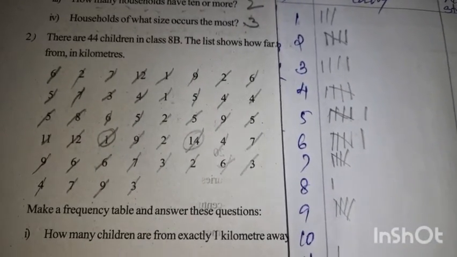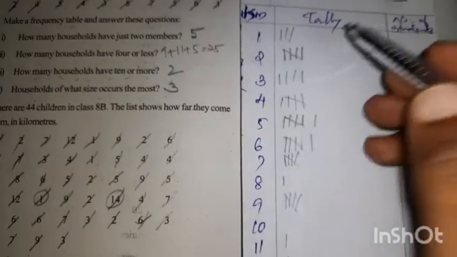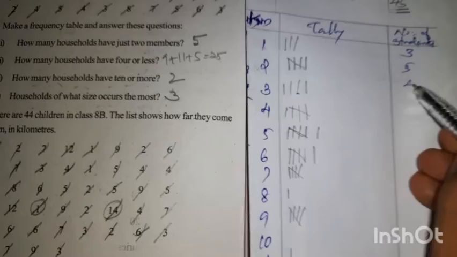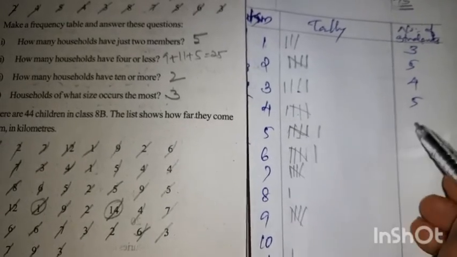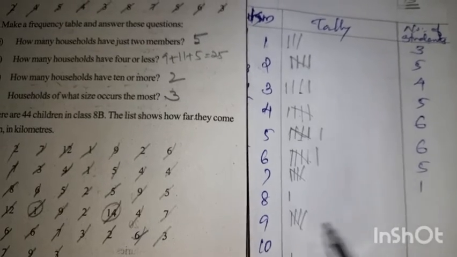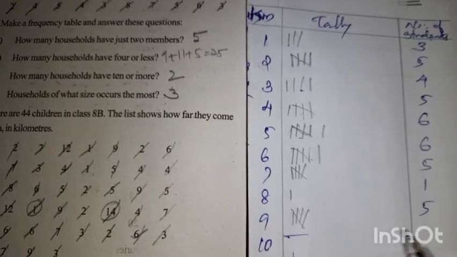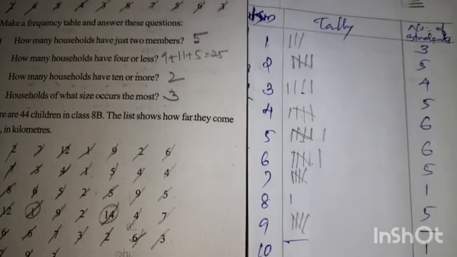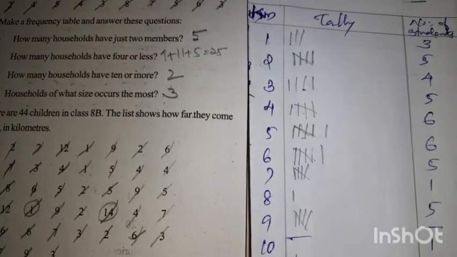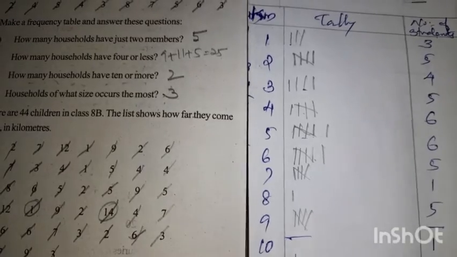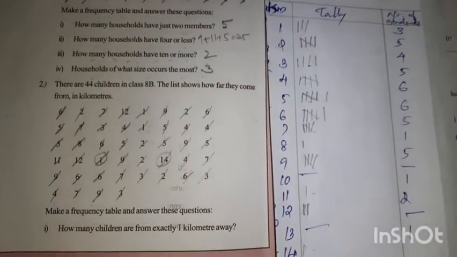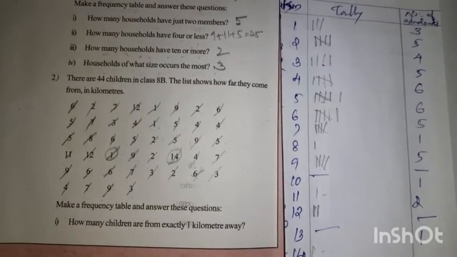Then you have to count the tally. While tallying, here it is 3, 5, 4, 5, 6, 5, 1, 5, 10 is not having 1, 2, 14 is 1 again. Here also 0. So first you have to mark the frequencies.